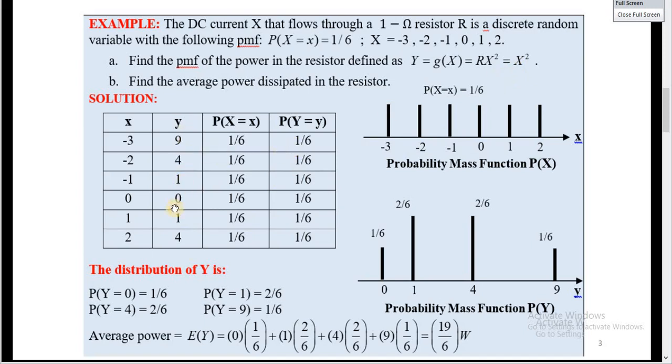So we look at the values of y. We have 0, 1, 4, and 9. So x assumes 6 values, while y takes on only 4 values. However, the probabilities over the values of y are not uniform.